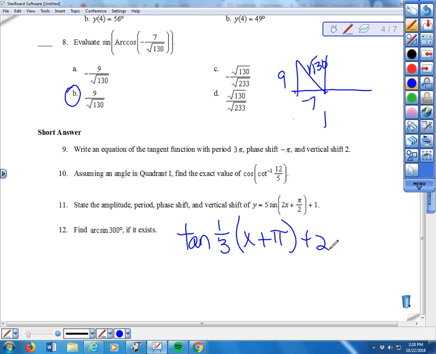Phase shift is when the coefficient of x is 1. So it can't be 1/3 x plus pi inside. That 1/3 has to be outside. If I didn't want anything outside, it would just be 1/3 x plus 1/3 pi. So you could have answered that too. Just distribute the 1/3 in.